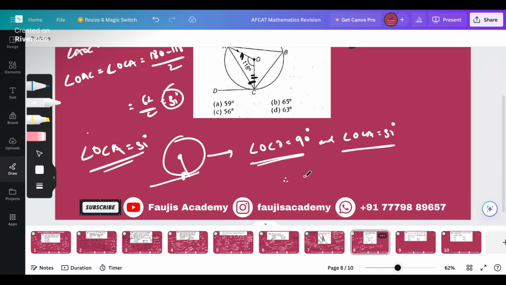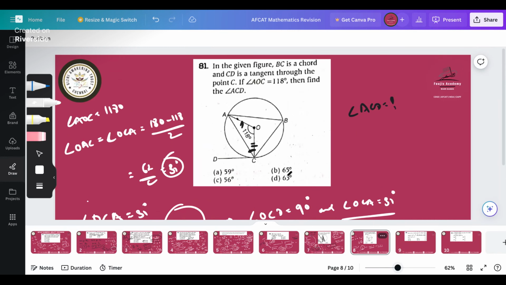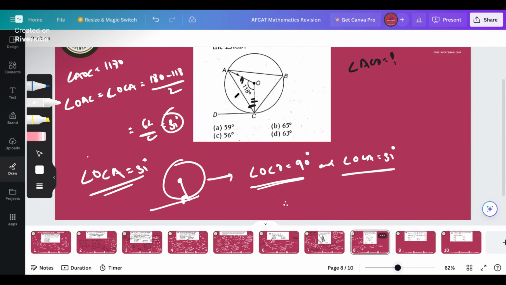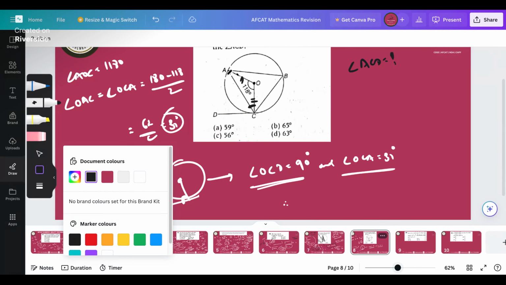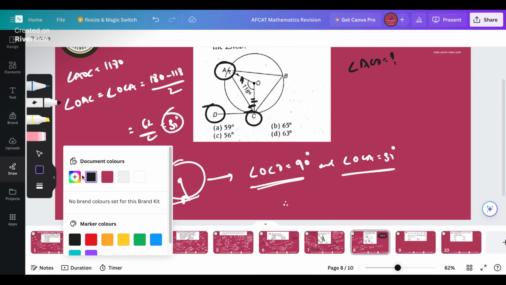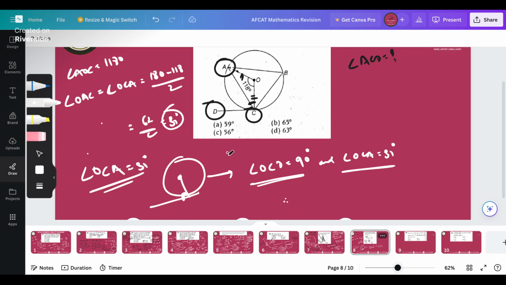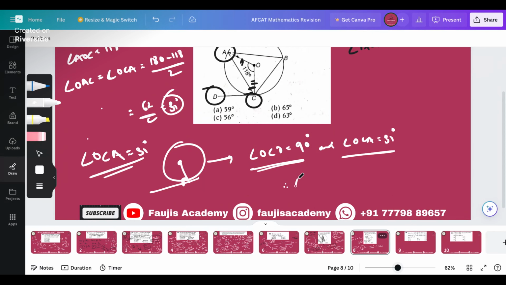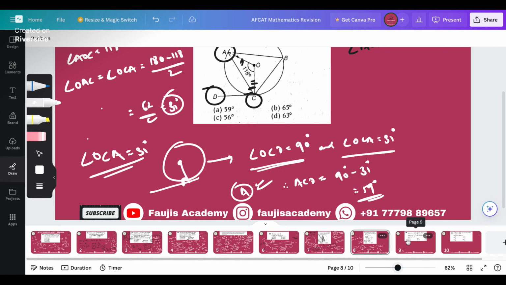Therefore, what question have they asked? Angle ACD. Angle A is here, ACD. Just think about this. So that's why angle ACD is equal to 90 degree minus 31 degree, which is nothing but 59 degree. Right, ladies and gentlemen? Option A will be your answer in this case. Let's move on to the next question.